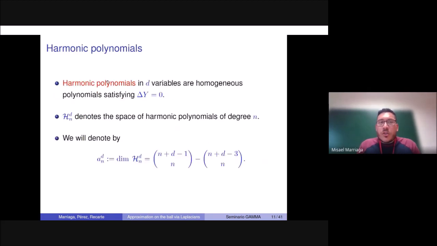We are going to use harmonic polynomials in d variables, which are homogeneous polynomials that satisfy the Laplace equation, which means that they belong to the kernel of the Laplacian. I'm going to denote by this symbol the space of harmonic polynomials of degree n. This space has a dimension given by this number that I have over here, but I'm just going to summarize this number with this symbol right here.